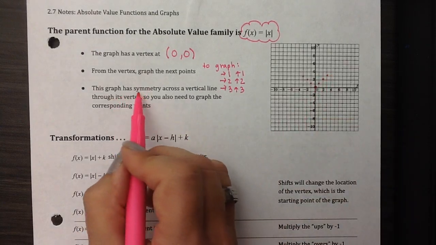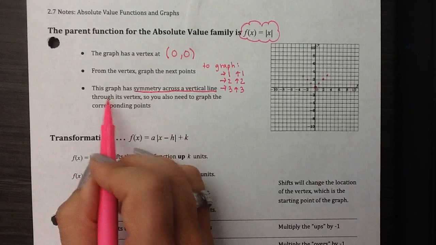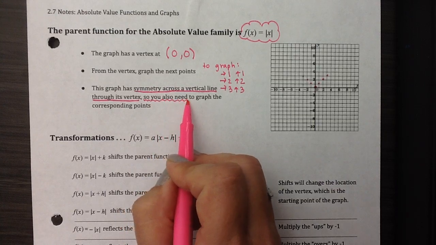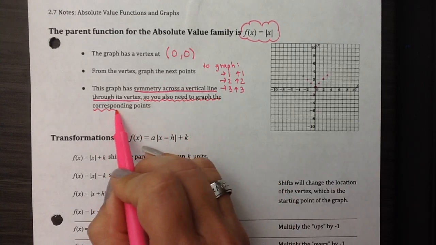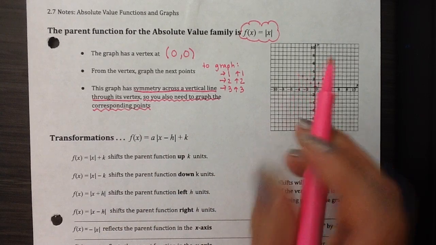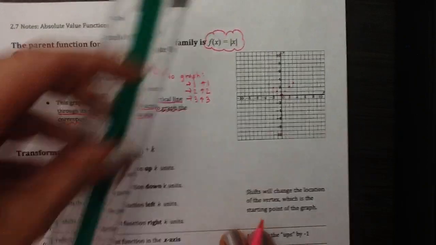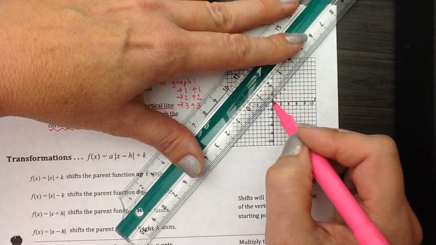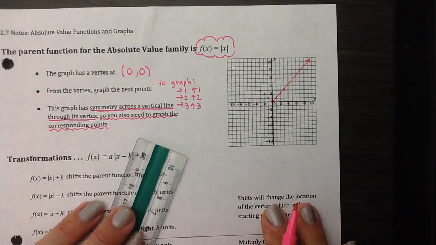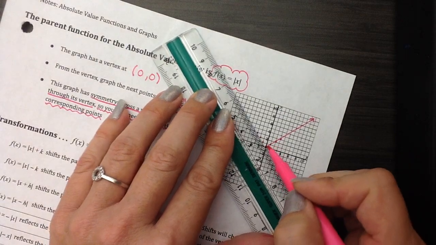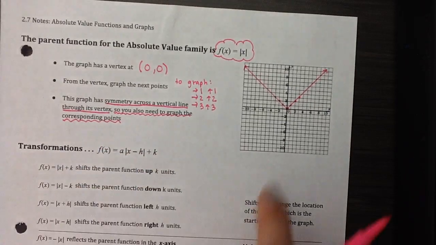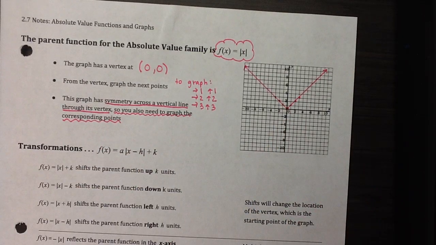The graph has symmetry across a vertical line through its vertex. So you also need to graph the corresponding points. So that would be the ones left and up on that side. Then we're going to connect our dots using a straight edge. And what we want to do is go all the way to the edge of whatever graph paper we're given and make those nice and neat and also accurate. So that is what the absolute value function looks like.